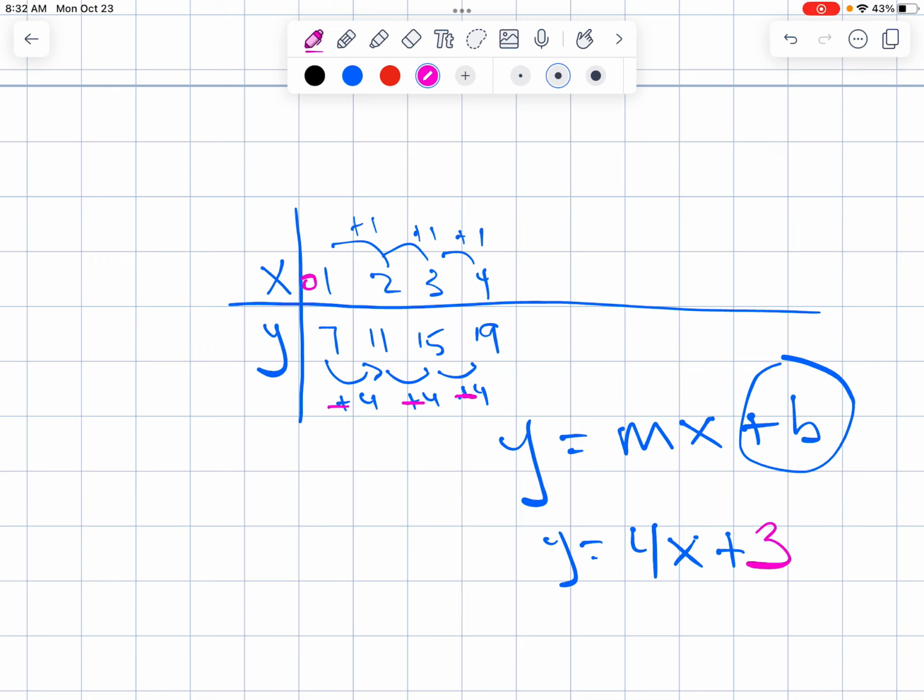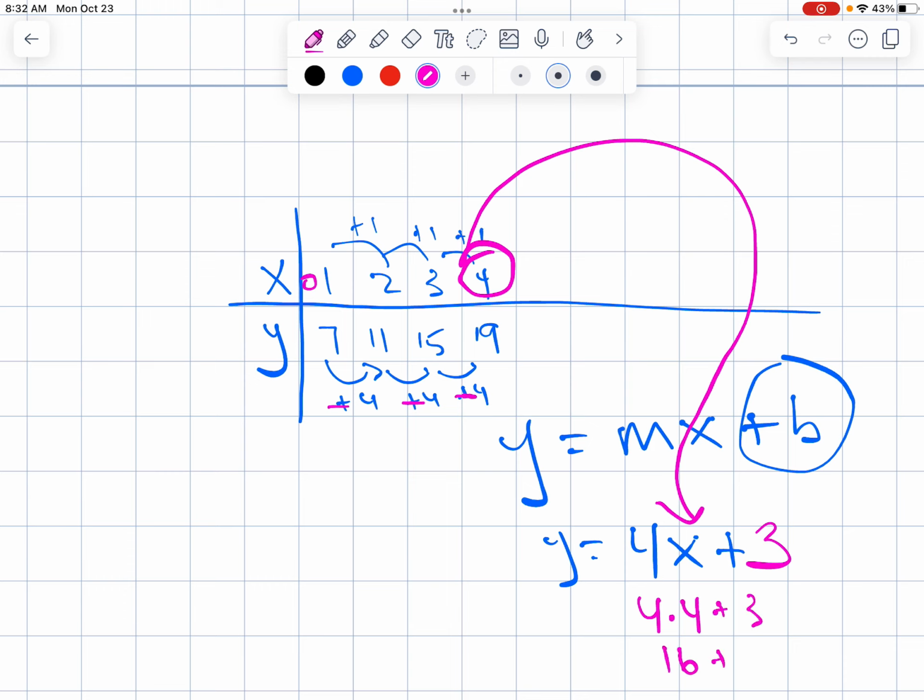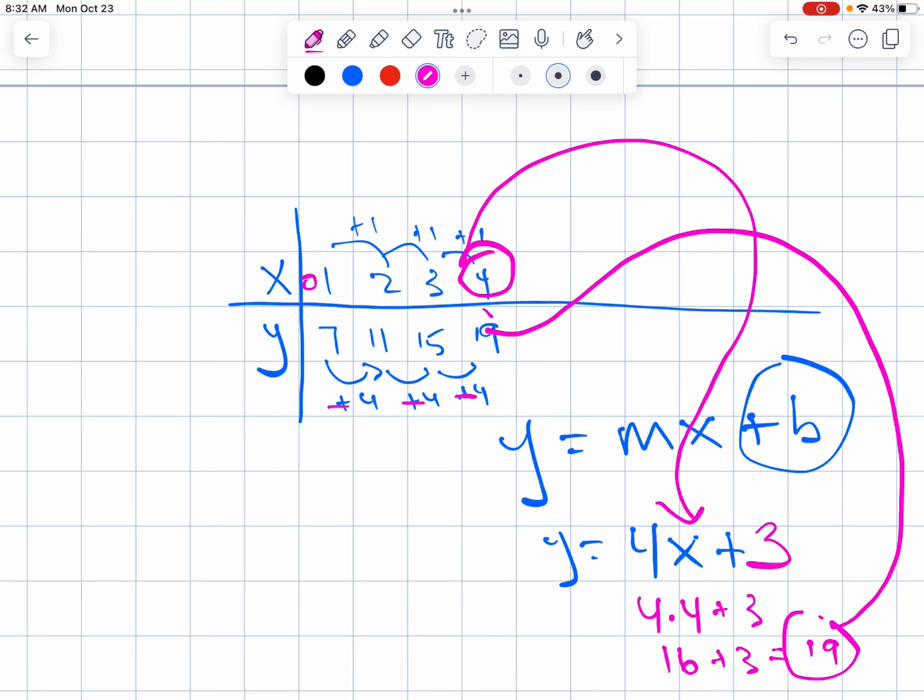Now, it's always good on these ones to plug a number in and see if it works. Let's plug in that 4. So if you plug in that 4, 4 times 4 is 16. 16 plus 3 is 19, and 19 is exactly what is in the table.